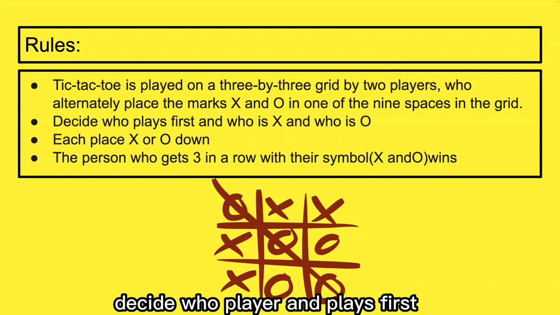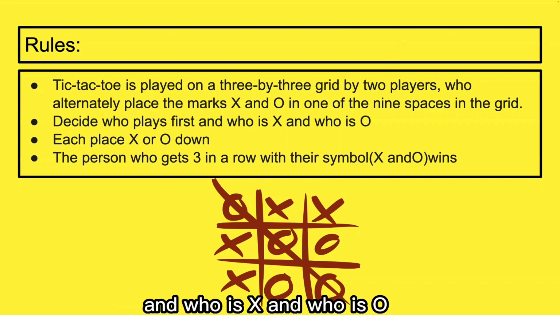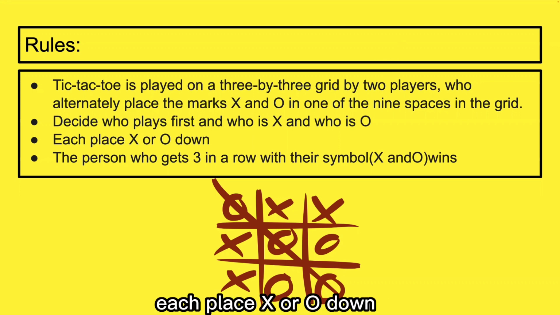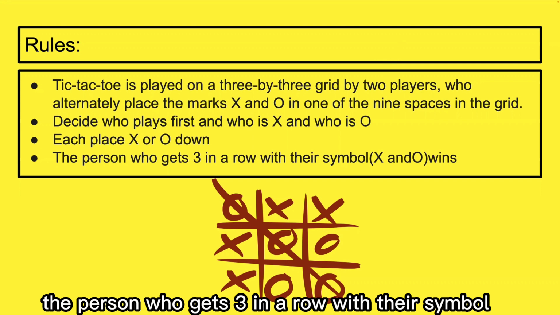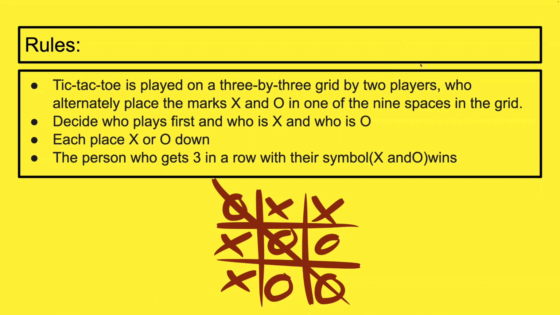Decide who plays first and who is X and who is O. Each places X or O down. The person who gets 3 in a row with their symbol, X or O, wins.